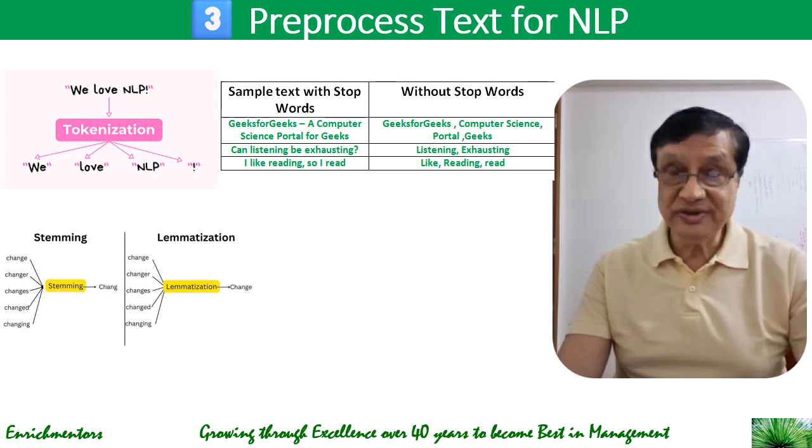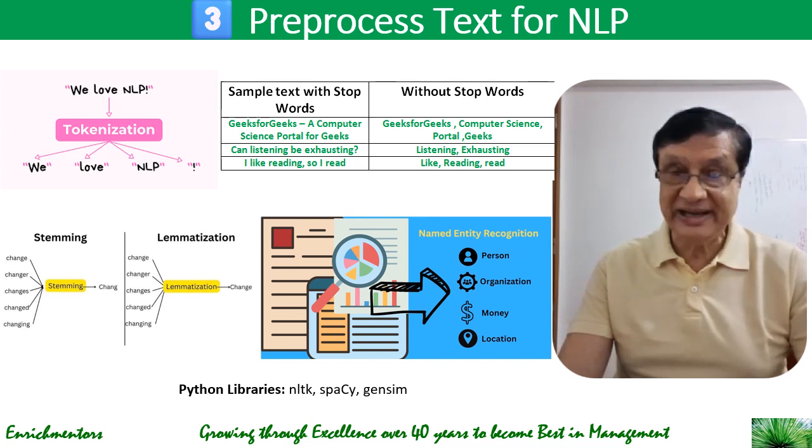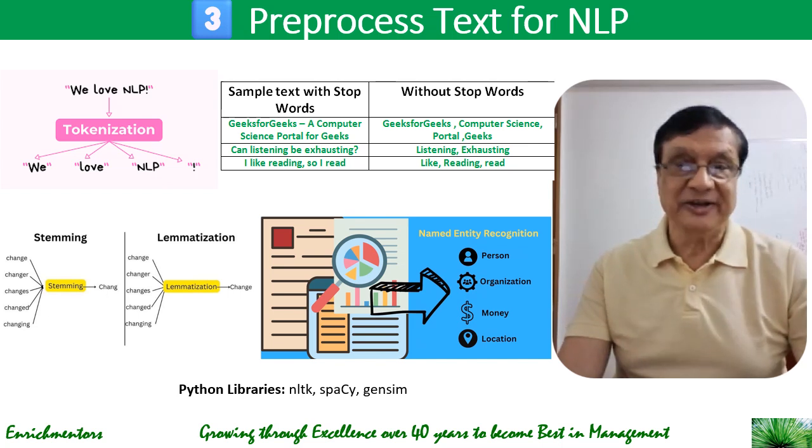The last thing you do is named entity recognition, in which you identify the product name, location, dates, etc. And for this, what are the tools that you can use? You have Python libraries in which you can use NLTK, spaCy, and Gensim. So that's how you can pre-process text for NLP.